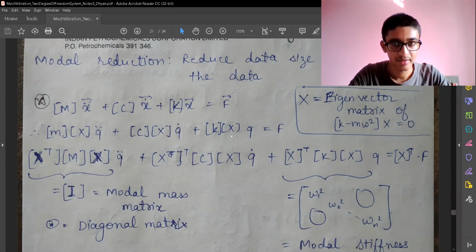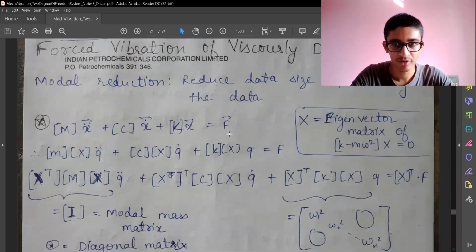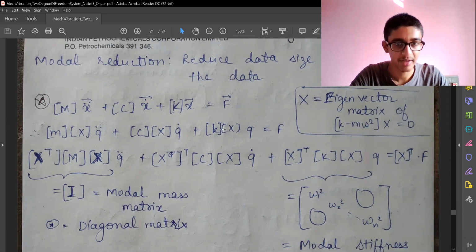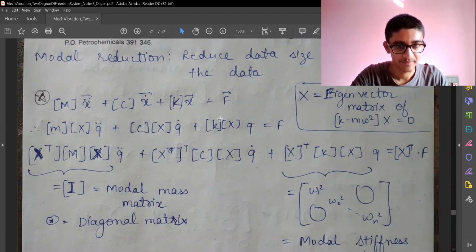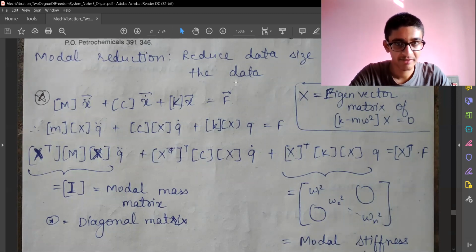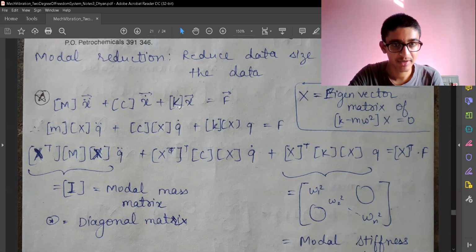And now in the damped system also, we'll try to use the same concept of eigenvalue problems that we have seen earlier to solve our equations, which are not directly applicable. So we want to do something to apply the eigenvalue problem. This is the general equation of motion: mass matrix into acceleration vector, plus damping matrix C into x dot, that is the velocity vector, plus stiffness into displacement, is equal to the forcing function vector.